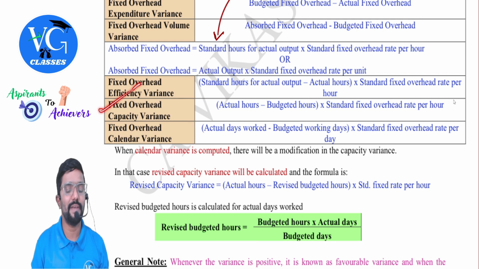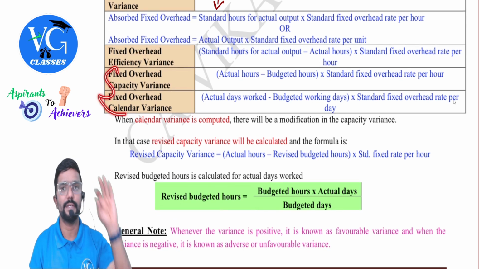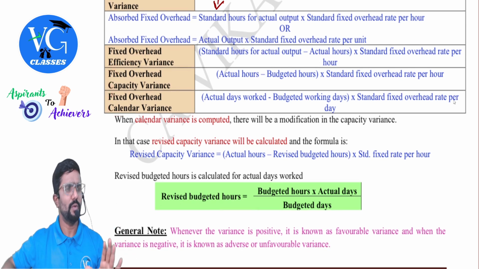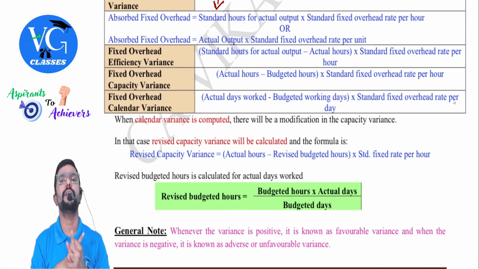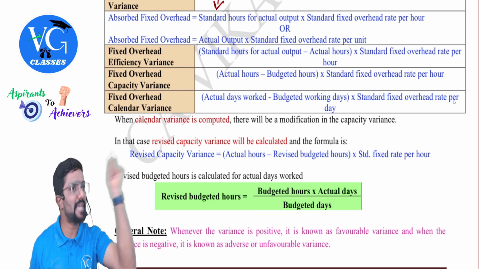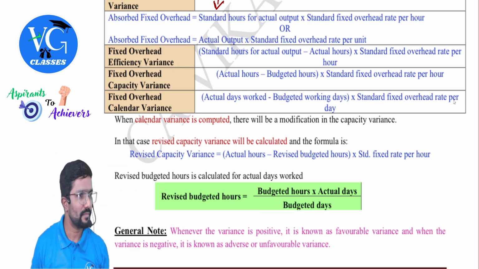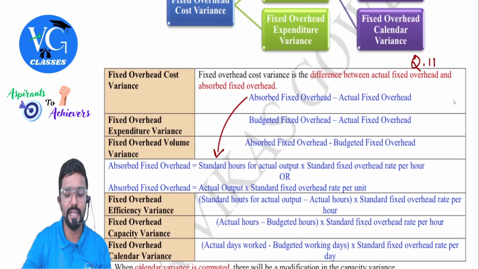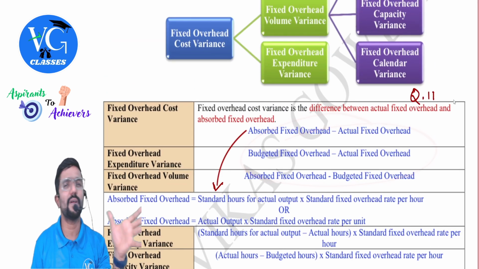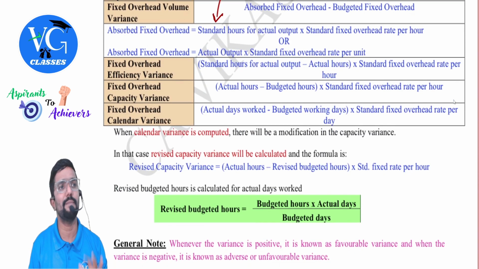Next, coming to capacity variance. Guys, these two formulas are different. Please be careful. Till now, wherever we have calculated the variance, we have always taken standard first, then actual. Whereas here it is a bit different. For all other variances, it was always standard minus actual. Positive means favorable, negative means adverse.